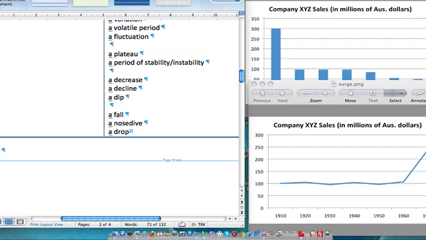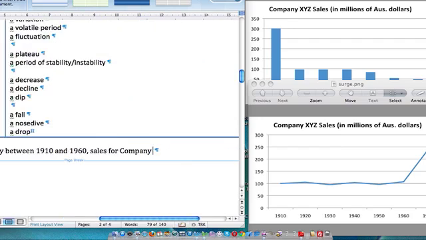So perhaps, following some minor instability, okay, because as we mentioned before, this period is unstable, but it's not major in any way. It's just kind of a minor up and down. So following some minor instability between 1910 and 1960, sales, and we can even stick in here for company XYZ if we wanted to.